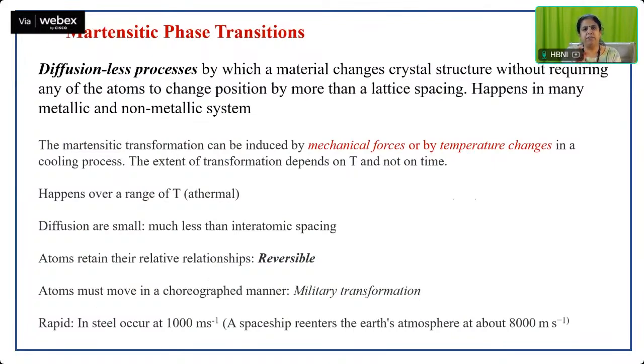Many a times it is only a fraction of the lattice spacing, and this is observed in many metallic and non-metallic systems. That means the relative position of the atoms and ions in the parent phase and the product phase, or in phase 1 and phase 2, remains similar, but the change in the crystal structure occurs. These happen without any diffusion of the atoms or ions.